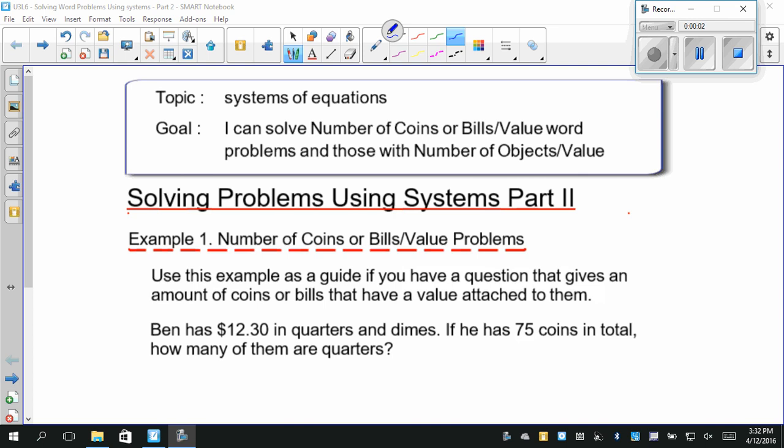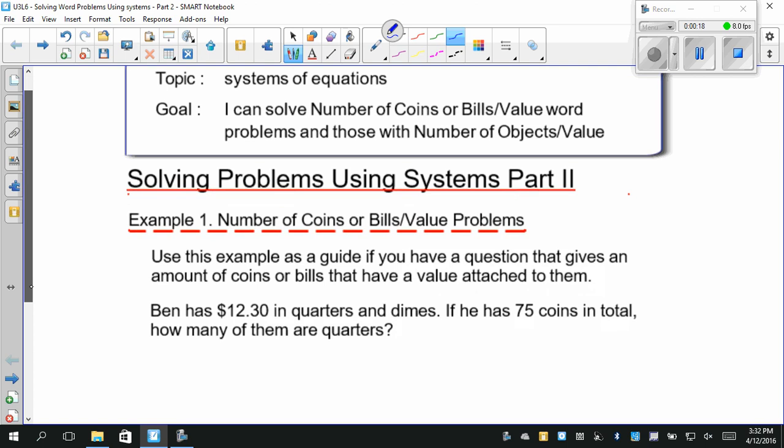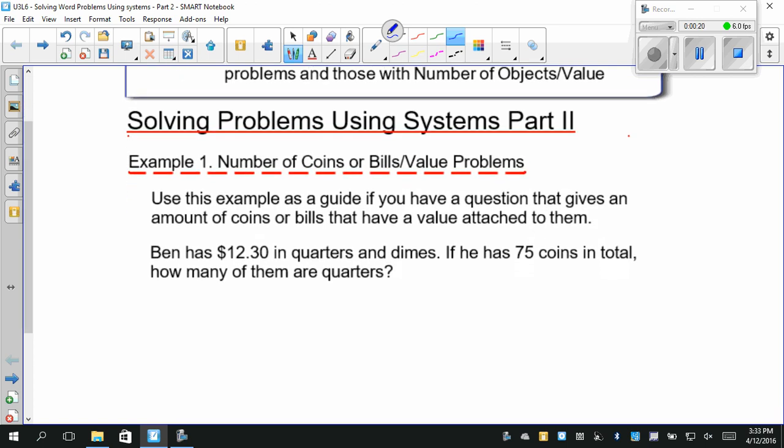Let's look at some more word problems involving systems of equations. So our goal: I can solve number of coins or bills / value word problems, and those with number of objects / value problems. These questions will seem similar, but they've got some differences. So the first example we have here, use this example as a guide if you have a question that gives an amount of coins or bills that have a value attached to them.